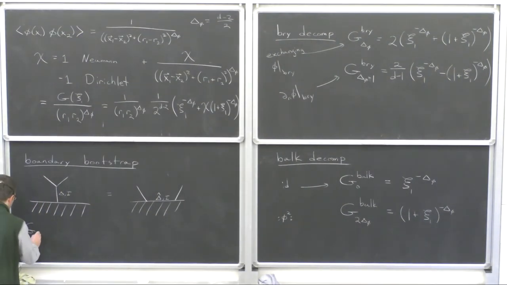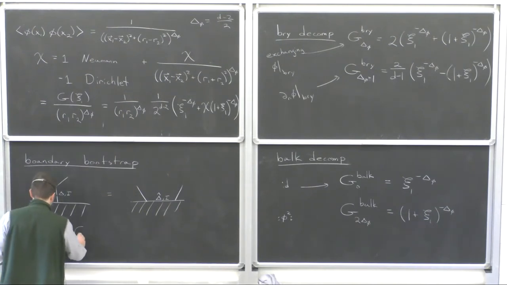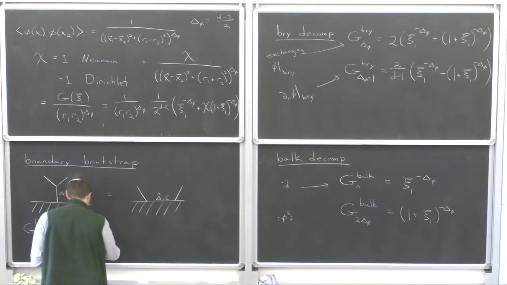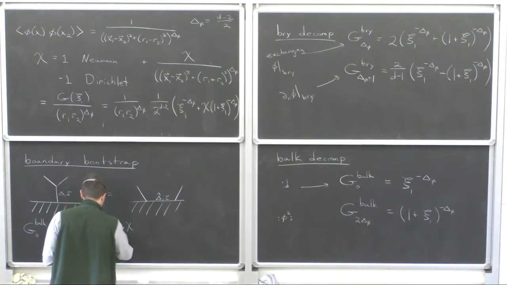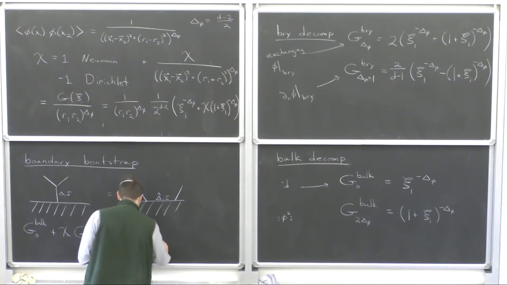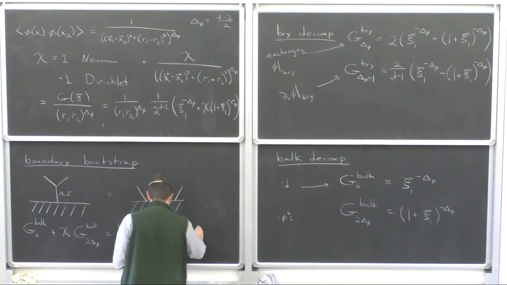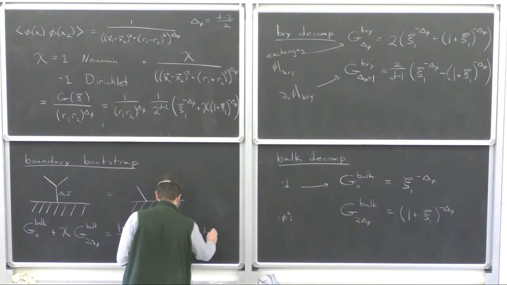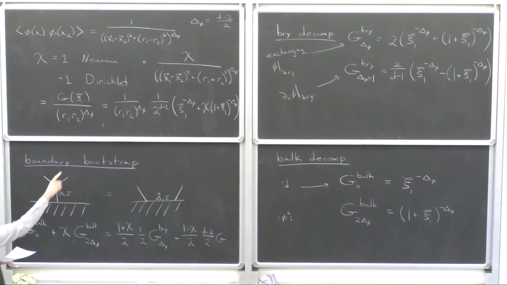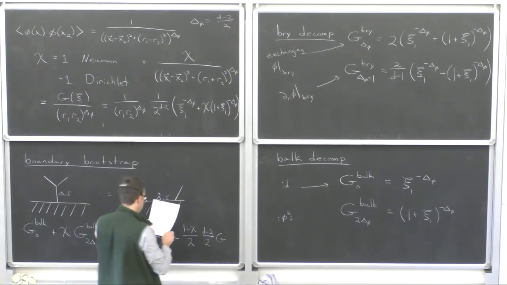that G0 bulk plus chi G2 delta phi bulk. I mean, it had to work, right? We know free theories are consistent, but it's nice to see it all out in practice. 1 plus chi over 2. I think there's a half there. G delta phi boundary plus 1 minus chi over 2. D minus 2 over 2. I'm just including these 1 halves and D minus 2 over 2s to cancel those factors out in front.